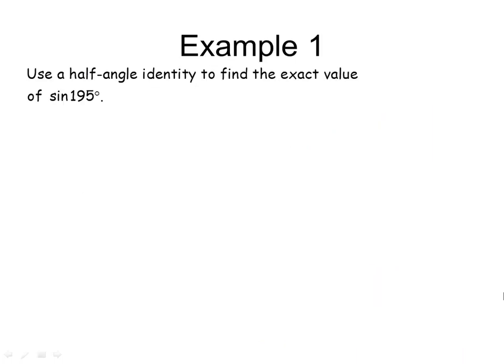Okay, so look at this. Key thing here: read the directions. Read the directions, because I am asking you to use a half angle identity. And if you don't use a half angle identity, then you're going to get it wrong. Okay? I am asking you to use a half angle identity to find the sine of 195.